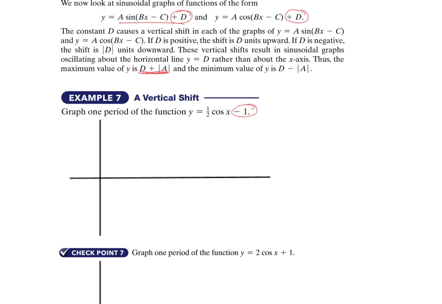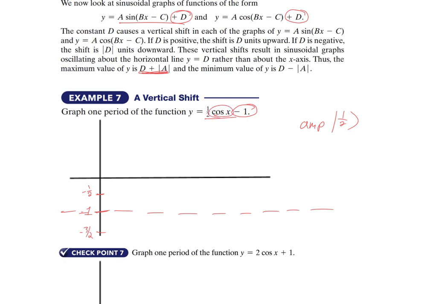So when I have a minus 1, my equilibrium line goes from the x-axis down to negative 1. Okay? So here, I'm going to make negative 1. This is my equilibrium line. So if I'm graphing 1/2 of cosine of x minus 1, my amplitude is the absolute value of 1/2. That means I'm going to go up to negative 1/2 and down to negative 3/2.